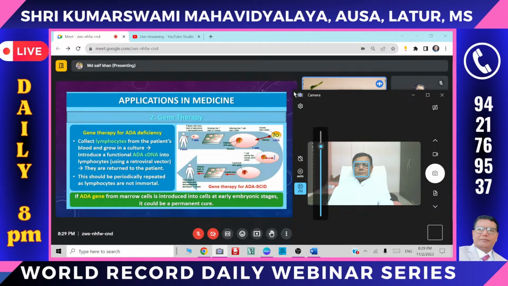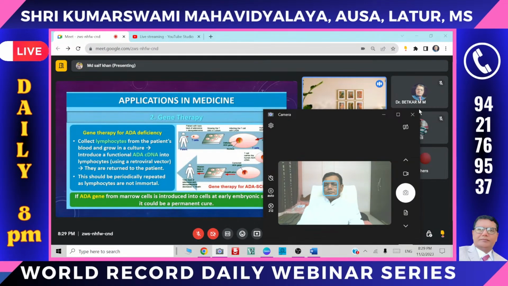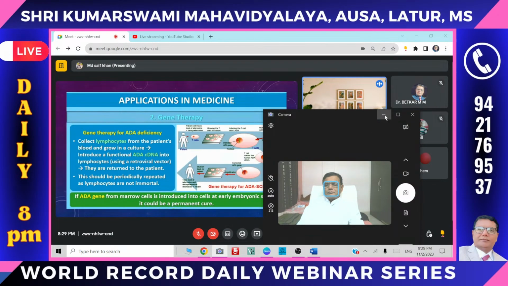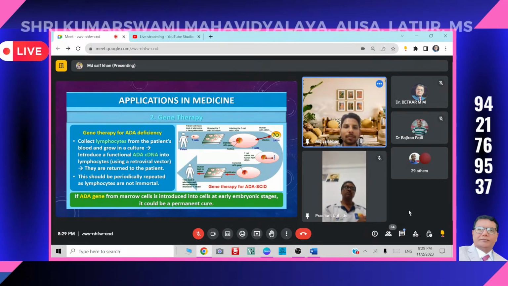They are returned to the patient. Then after that, we are incorporating a retroviral vector into that patient's body. This should be periodically repeated, as the lymphocytes are not immortal. So we have to repeat it until the lymphocytes get killed, right?